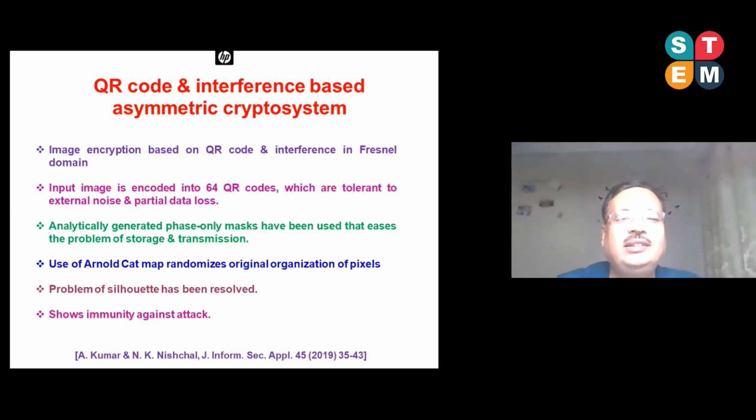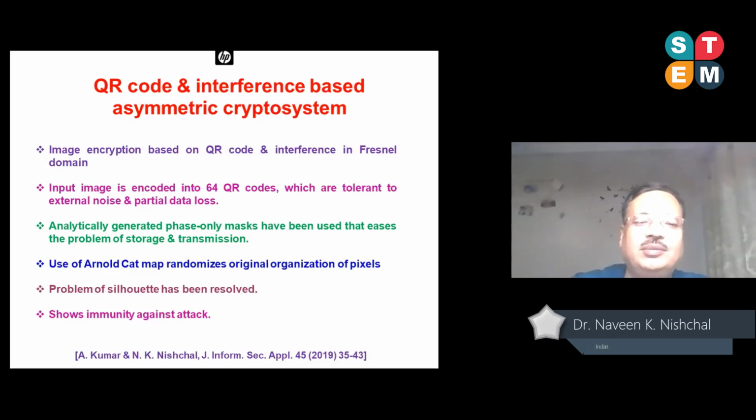The input image is encoded into 64 QR codes, which are tolerant to external noise and partial data loss. Analytically, we generate phase-only masks that are used to ease the problem of storage and transmission. Further, we have applied the Arnold cat map, which randomizes the organization of the pixels, and that helps resolve the silhouette problem. It is also immune to the existing attacks.